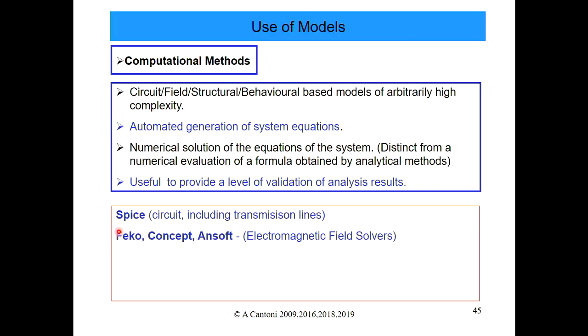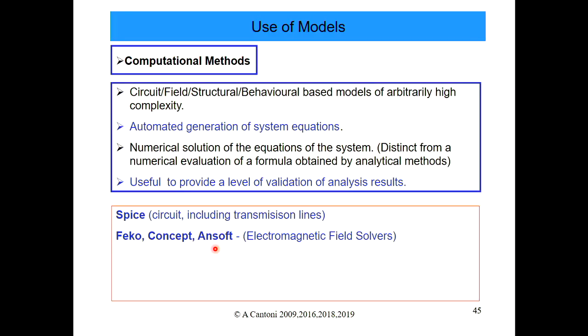So some of the computational methods we use for circuit analysis are SPICE, LTSpice or PSpice. For electromagnetic theory, there are a number of different approaches. In one, we model the electromagnetic fields directly in the time domain. It's called finite difference time domain. It's a very useful one.